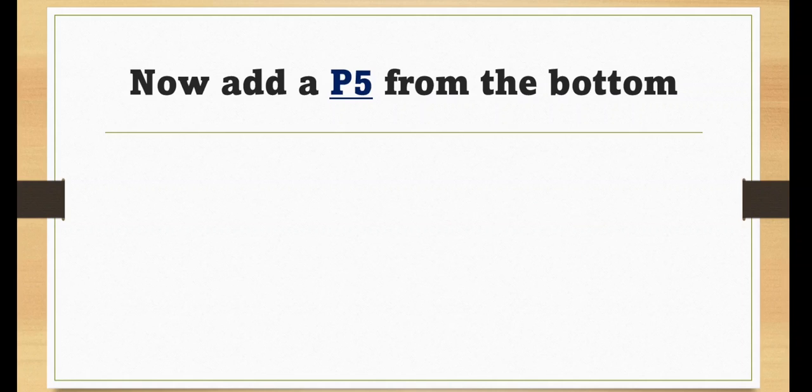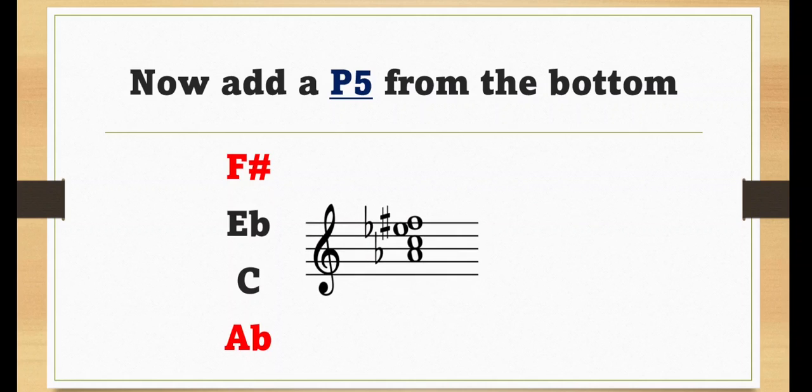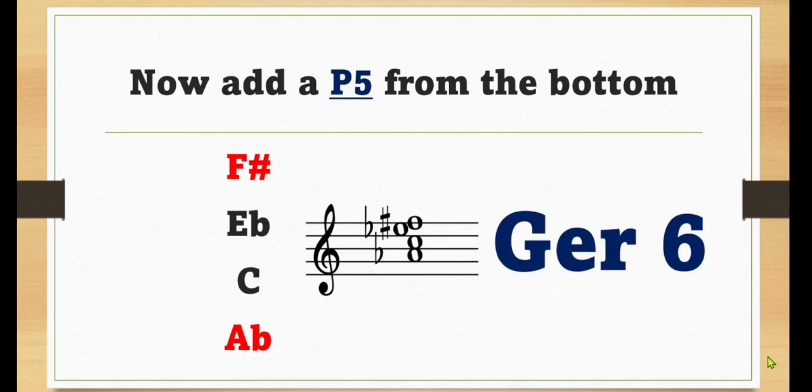Now add a perfect fifth from the bottom. Correct, this is E flat. From A flat to C, we still have the major third. From A flat to E flat, we have a perfect fifth. Then the outer part still has an augmented sixth interval, that is the A flat and the F sharp. So this is the German sixth.